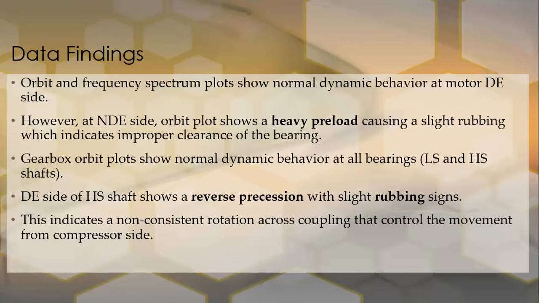Drive inside of the higher speed shaft shows a reverse precession with slight rubbing signs. For the reverse precession part, we can explain it clearly in another session because the explanation of the rotor dynamics part would take much time. So if you would like to, we can talk later about the reverse and forward precession. This indicates a non-consistent rotation across couplings that controls the movement from the compressor side.